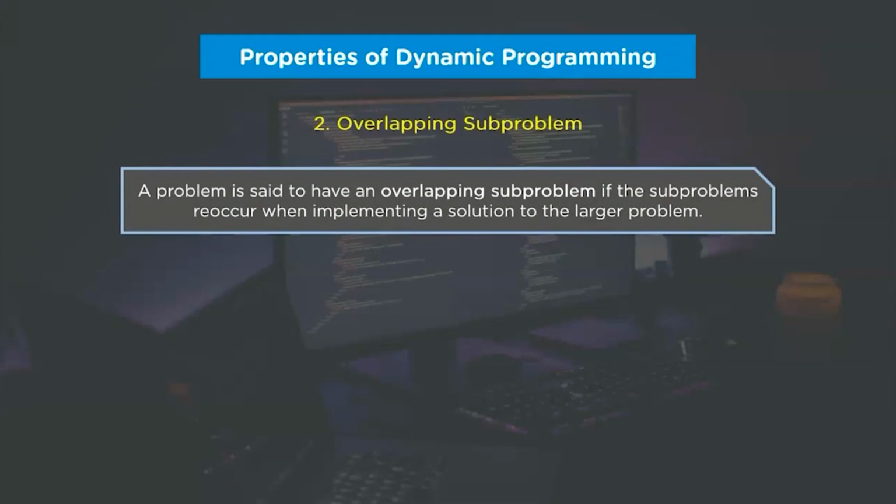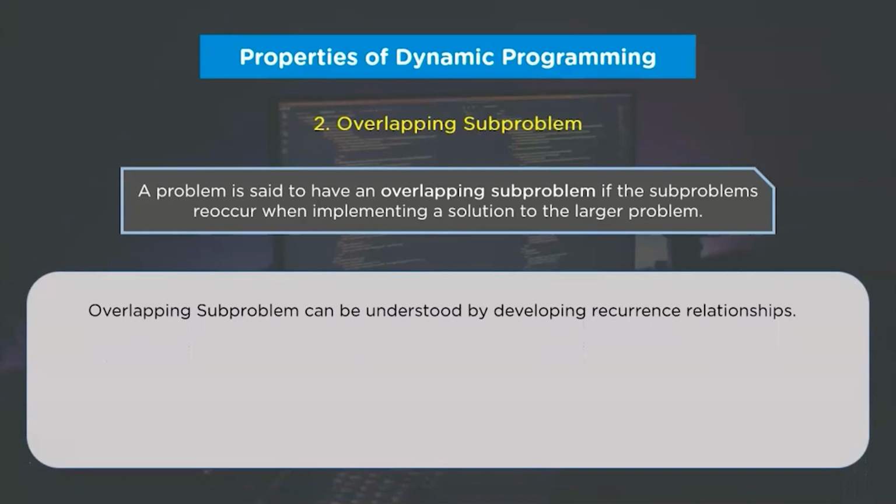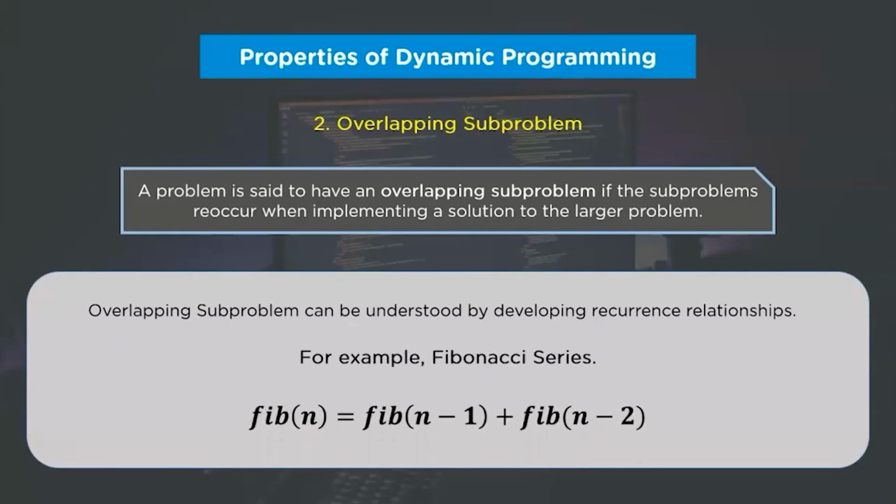If the subproblems recur while implementing a solution to the broader problem, then that problem is said to have overlapping subproblems. Formulating a recurrence relation is the sole technique to determine if a given problem has an optimal substructure or not. To understand this better, we'll have a look at an example of a Fibonacci series program.